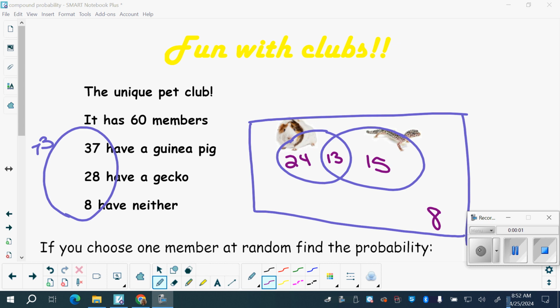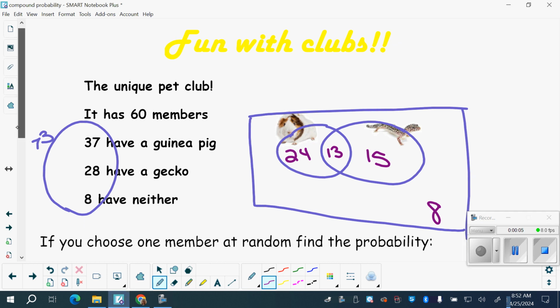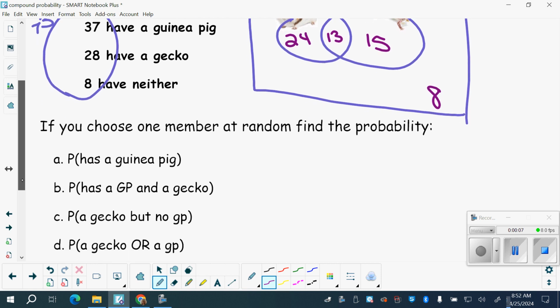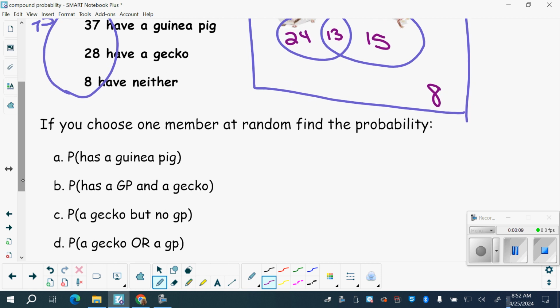So I'm going to have to explain that all again. That's our situation right there. Now let's answer some questions. Here we go. We're going to choose one member at random, and we want to find the probability. Remember from 2 days ago, that's going to be the things we want, the good things over the total, right?